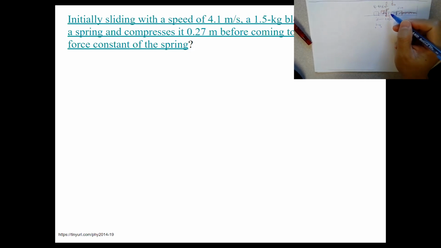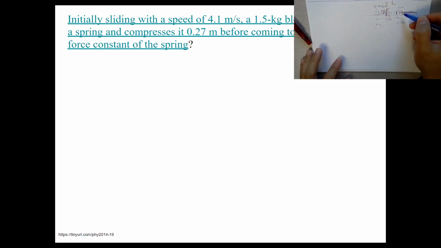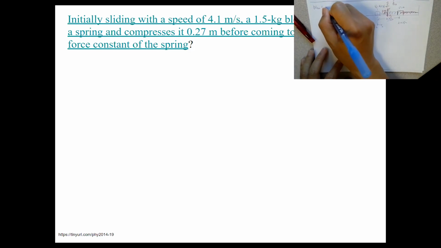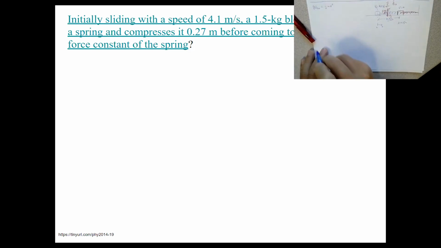So the spring starts to do negative work on the block. Then the speed of the block will decrease, and at a certain point later on, when it reaches the maximum compression, the block speed is reduced to 0. That compression is 0.27 meters. So in this case, we can take the block as our object of interest and apply the work energy theorem on the block. W total on the block is equal to 1/2 mv final squared minus 1/2 mv initial squared.